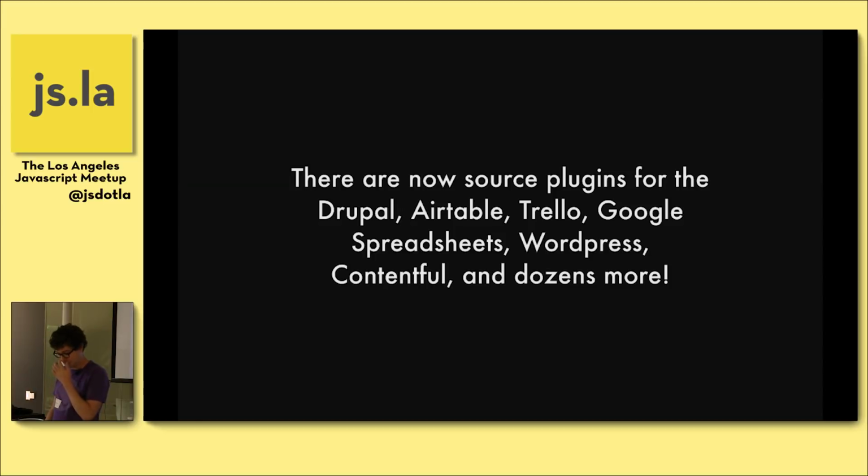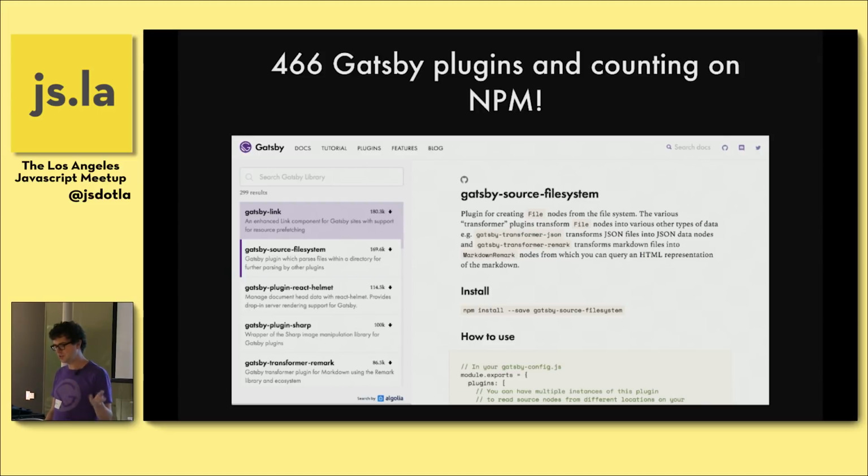And so now the community has been really busy building out source plugins for all sorts of different services and CMSs. There's probably 100 plus now. I haven't counted in a while, but it's definitely over 100. Almost anything you can imagine, just install a plugin, and then you can use it to build a site. So source plugins, and there's other plugins as well. There's up to 466 Gatsby plugins.